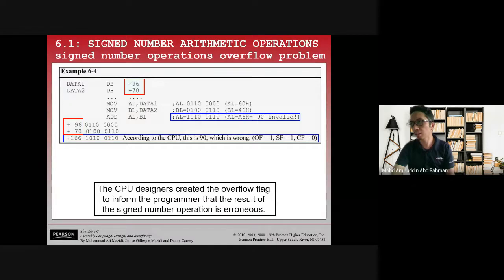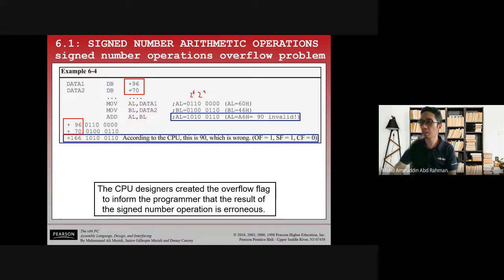So 96 should be 2 to the power of 6, plus 2 to 5. So 2 to 5 is 32 and plus 64, you get 96. So that's 96, and then 70.